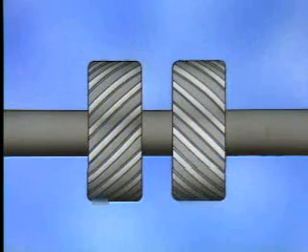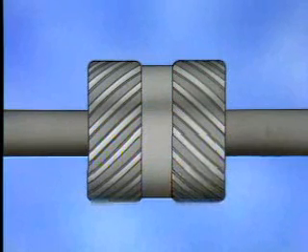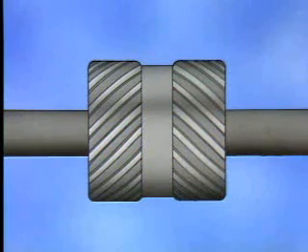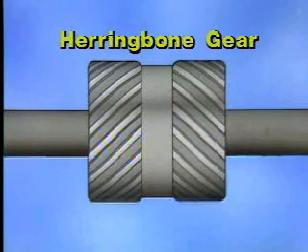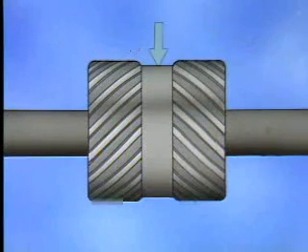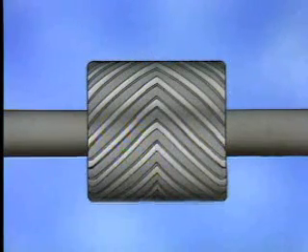If this type of gear's right and left hands or sides are cut on the same cylinder, as shown here, the entire unit is referred to as a herringbone gear. There are herringbone gears in which a gap has been manufactured between the two sets of teeth, and there are other herringbone gears which are manufactured without this gap.